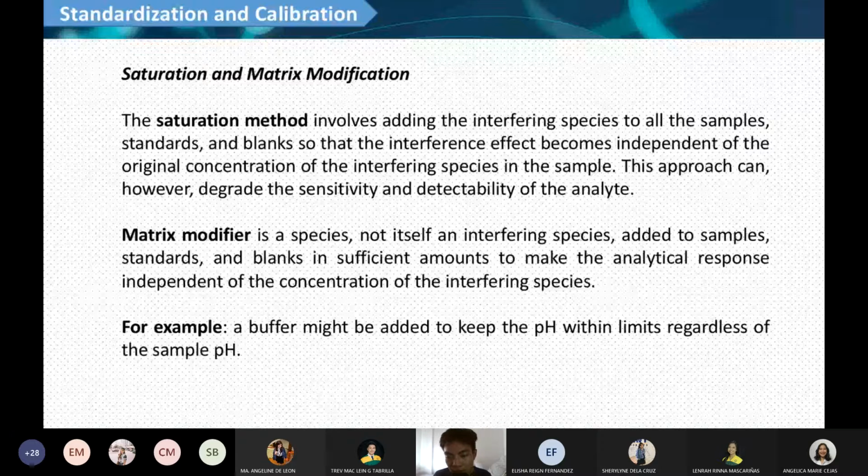So, itong dalawa, these two are contrasting. Again, saturation method, you amplify the signal of your interferences so you can distinguish the analyte. Sa matrix modifier, you suppress the interferences. Ibig sabihin, pinapababa mo yung signal nila so that the analyte concentration, yun lang yung makikita mo. Okay? So, baka tanungin nyo, sir, anong gagamitin namin dyan? Depende sa method.